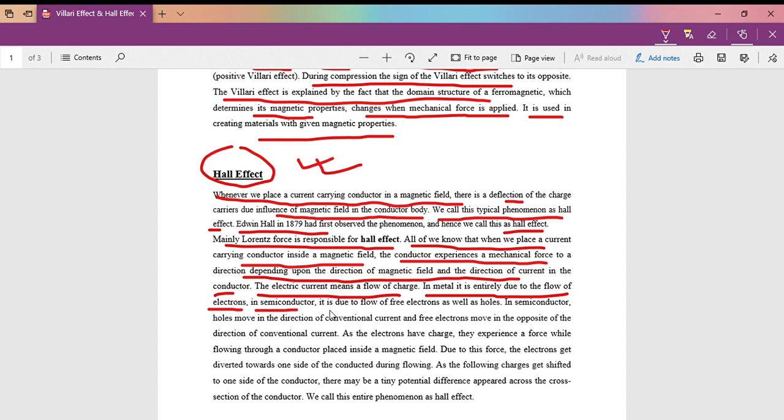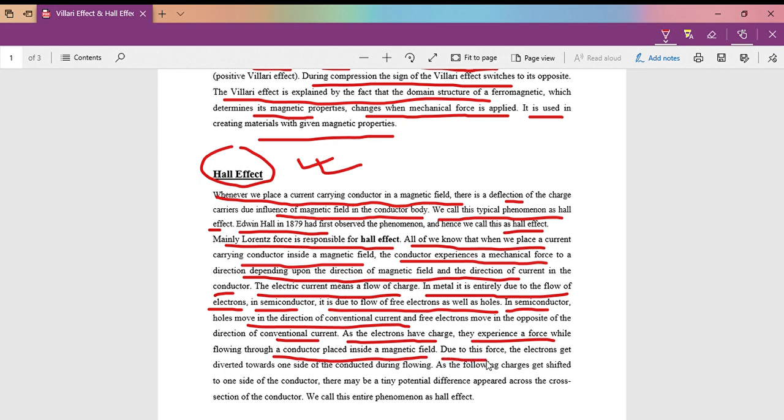In a semiconductor, it is due to the flow of free electrons. There are a vast number of free electrons within the semiconductor, as well as holes. Here holes refer to positive charge. In a semiconductor, holes move in the direction of conventional current and free electrons move in the opposite direction of the conventional current. It is very common and known to all of us. As the electrons have charge, they experience a force while flowing through a conductor placed inside a magnetic field. So the electrons will experience a force inside a magnetic field.